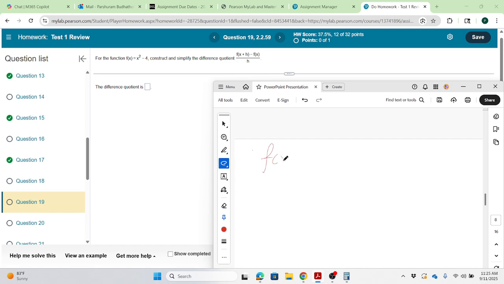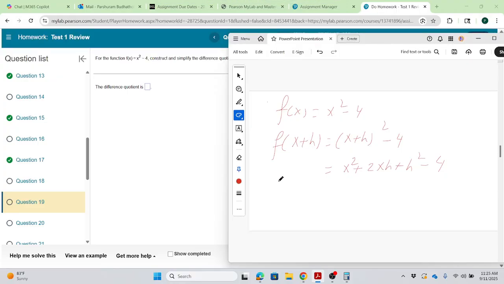The function is x squared minus 4, and finding the value of the function at x plus h means just go here and replace this x by x plus h and do the squaring. So if you multiply x plus h with x plus h, you are going to get x squared plus 2xh plus h squared minus 4. If you don't see it, then just multiply x plus h and x plus h. Just FOIL it. It's going to give you that value I'm talking about.